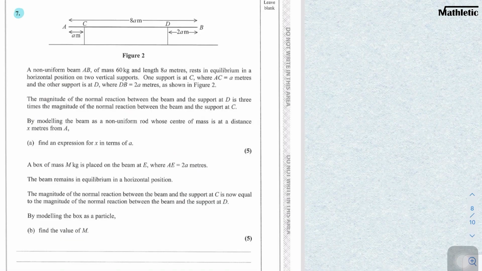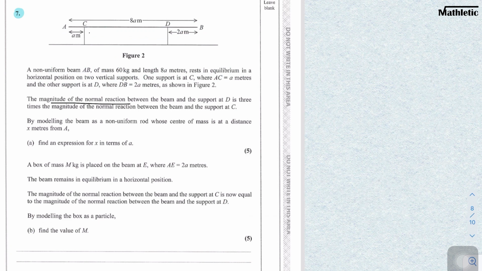Number 7 is from the topic moments. We have this non-uniform beam AB. Non-uniform means it's not symmetrical and the weight will not act from the center. The mass is 60 and the total length is 8a. The beam is in equilibrium in a horizontal position on two vertical supports. One support is at C, AC is a meter. Then the other support is at D, DB is 2a. So in between this distance should be 8a minus a and 2a, so this should be 5a.